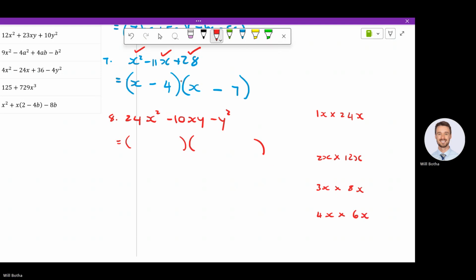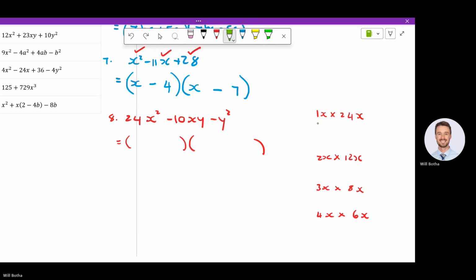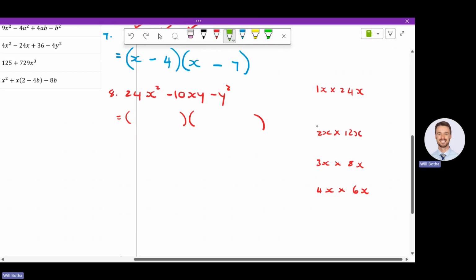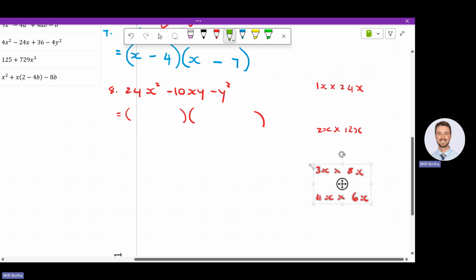If you give me your full attention, let's all do it together. We're trying to get the factors of 24x squared. Okay, so here are all the options. Let me just move these a little bit down so we have some space to write underneath them.